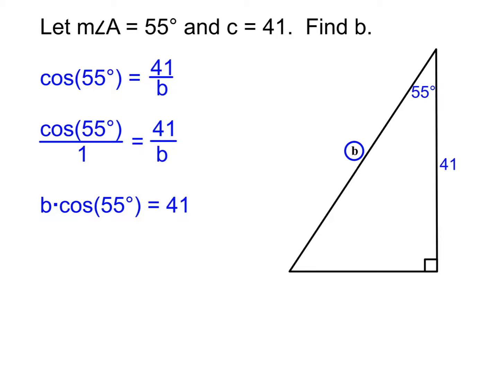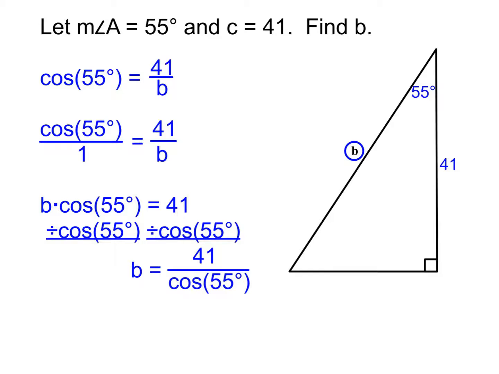Unfortunately, in this problem, it's not as easy as the last one, right? This is kind of like the second problem we did on today's lesson. I still got to get the B by itself, so that means I got to move the cosine over in this case. Because my whole goal is to get B equals. And so, since it's currently B times the cosine of 55, I'm going to divide by the cosine of 55.